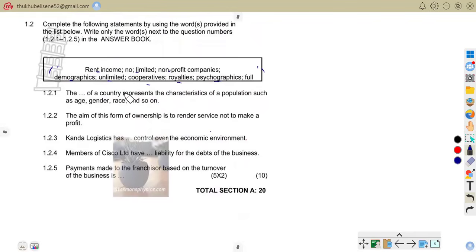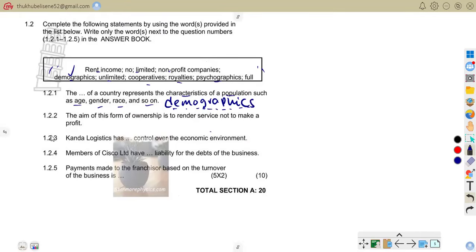It says the dash of a country represents the characteristics of population such as age, gender, race, and so on. So that's when we are talking about demographics. The correct answer there is demographics. We know demographics is the statistical characteristics of population, like age, gender, income, or location, and that helps the business target the audiences. That is why demographics is the correct word.